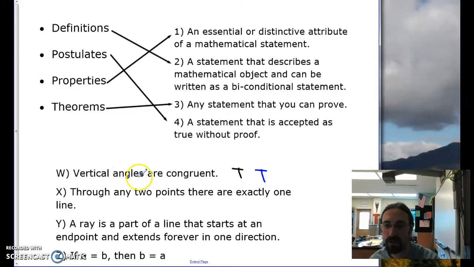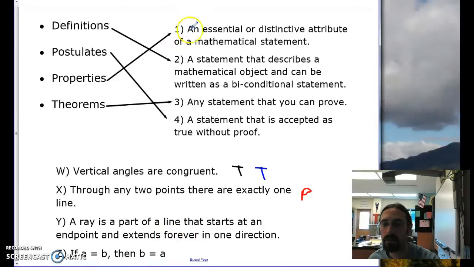True, or not true. Vertical angles are congruent. That's a theorem. Through any 2 points, there's exactly one line. Well, that's a postulate. That's one of the postulates that we studied. So let's put that in, right? That is a postulate. A ray is a part of a line that starts at an endpoint and goes forever. All right. So that is a definition. And of course, that leaves if A equals B, then B equals A. That's symmetry. And we'll put that one in green. That is a property.